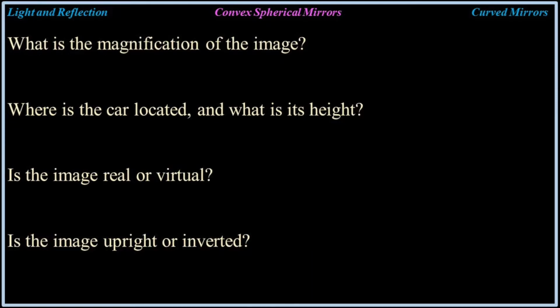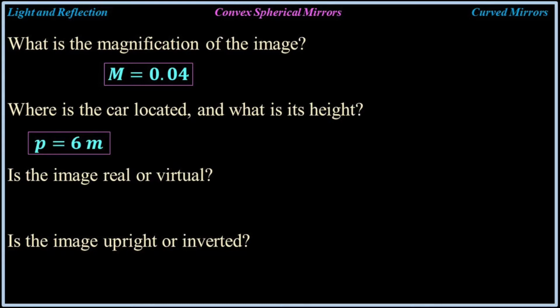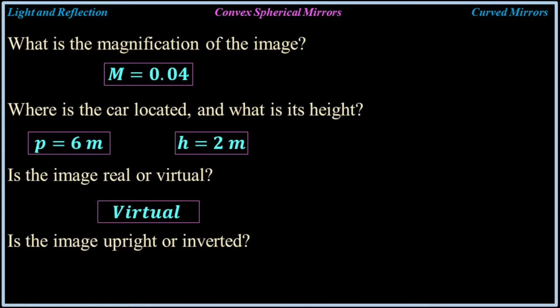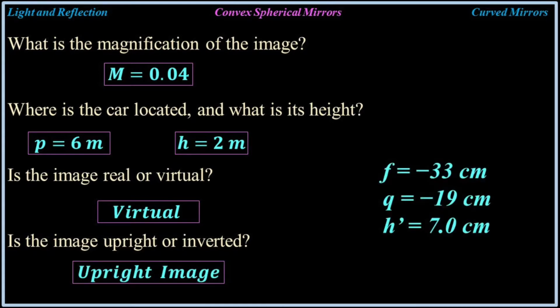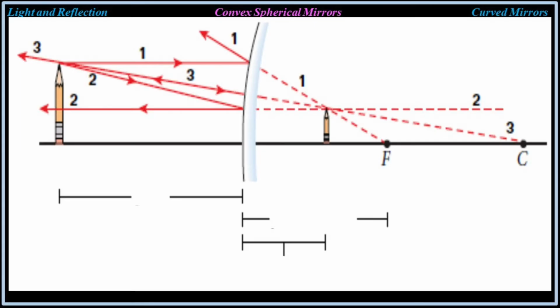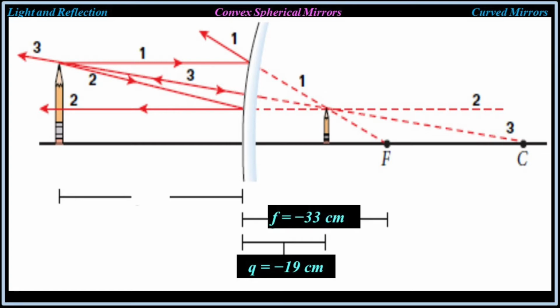All right, let's summarize everything, to make sure we got this. So m is 0.04. 6 meters is the distance in front of the mirror. It's going to be a virtual image because it's a convex mirror, and it's going to be upright. And there you have it again. Here are the values being fitted into the diagram.